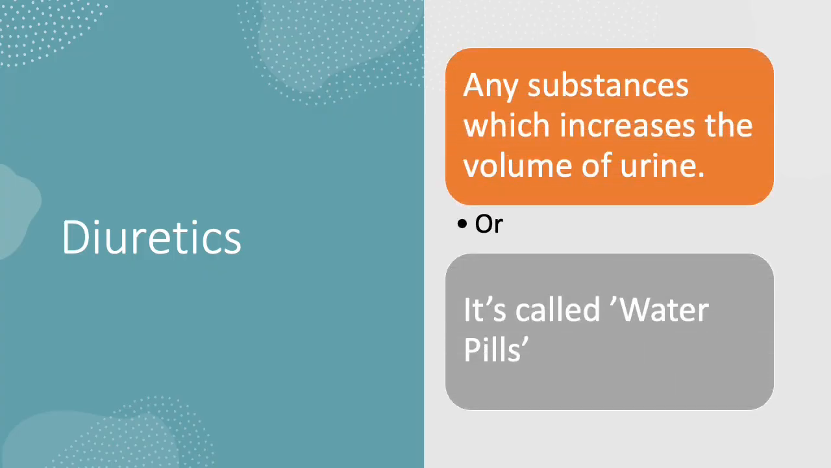Now we are going to discuss a very interesting topic, what are called diuretics. Diuretics, by definition, are any substance which increases the volume of the urine. They are called diuretics, or otherwise you can call them water pills.